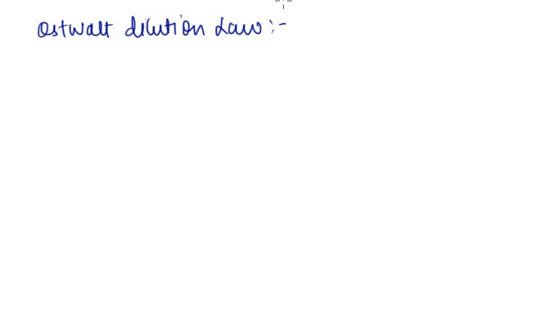So we're gonna talk about the new topic, Ostwald Dilution law. So what is the Ostwald Dilution law? First of all, let's classify it. It is only applicable for weak electrolyte.